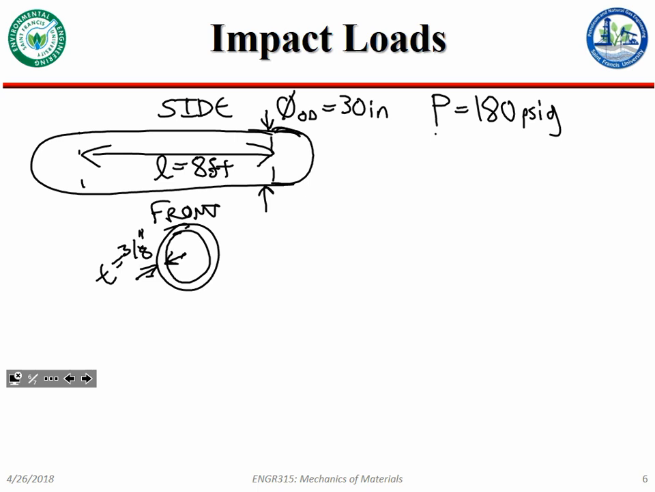So, first things first. Does this meet with thin wall pressure vessel assumptions? Why? Prove it. 3/8 of an inch is less than 10 times 30 inches.